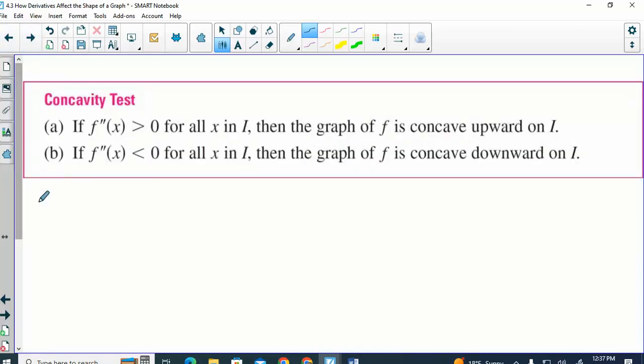The answer's on the bottom, so I'm not supposed to look at that part. If the second derivative is positive, then the graph is concave up. If the second derivative is negative, it's concave down. So that's what you have room to fill in the blank on that little table, concave up and concave down.